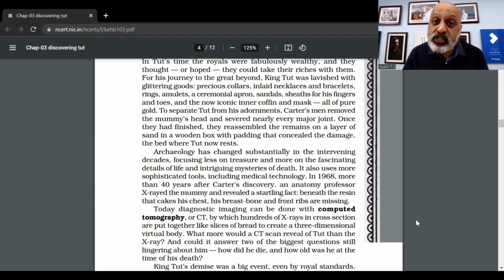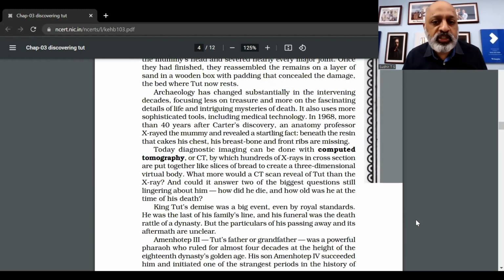It also uses more sophisticated tools, that is modern day archaeology, including medical technology. In 1968, more than 40 years after Carter's discovery, an anatomy professor ने एक्सरे किया इस मम्मी का, किंग टुट की मम्मी का एक्सरे किया, and he revealed a startling fact, shocking fact. What? That beneath the resin that cakes his chest, cakes मतलब उसके ऊपर एक केक की तरह है अभी, his breastbone and front ribs are missing. Obviously there was shock that Carter ने इतना डैमेज किया कि इसका breastbone and front ribs are now missing. So the body is not intact, is what the anatomy professor said.